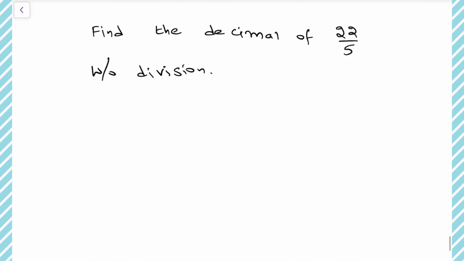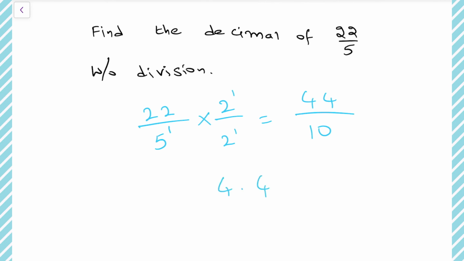Next. Find the decimal of 22 divided by 5 without division. 22 by 5. Here 5 is nothing but 5 power 1. This 5 power 1 we need to multiply and divide with 2 power 1. 22 into 2, 44, by 5 into 2, 10. 44 by 10, 4.4.